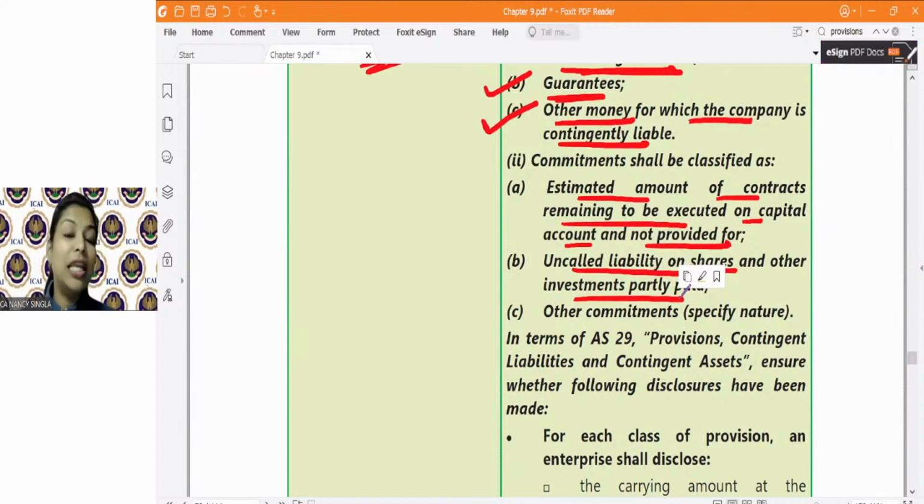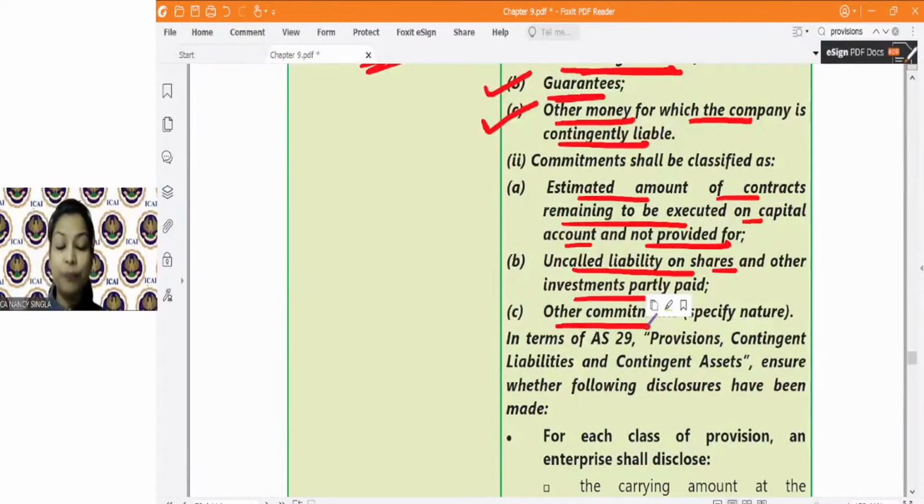The remaining liability is what? Still uncalled. So it will be shown as what? Commitments under the head contingent liabilities and commitment and other commitments. Clear? Is it clear? Simple hai na? So contingent liability and commitment ka, what are the disclosure?